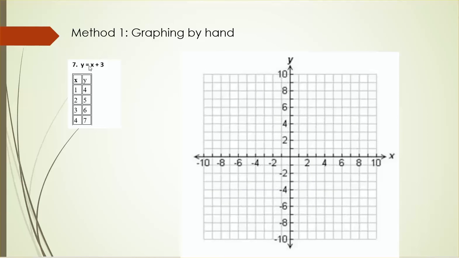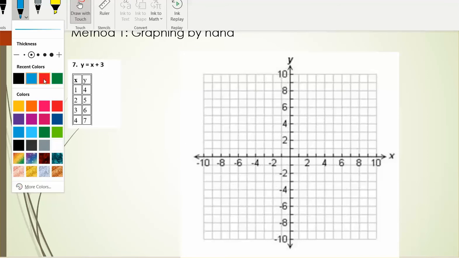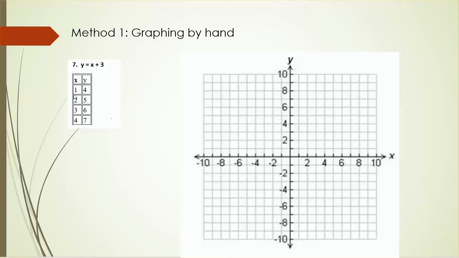Here's number 7. We're going to graph this one by hand. I am given an equation and some points from that equation. These points have already been calculated for you and put into a table, and now we are going to plot those points on a graph. The first point: x is 1 and y is 4. On the coordinate plane, you go over 1 on the x-axis, and then up 4, 1, 2, 3, 4, and you put a point there.